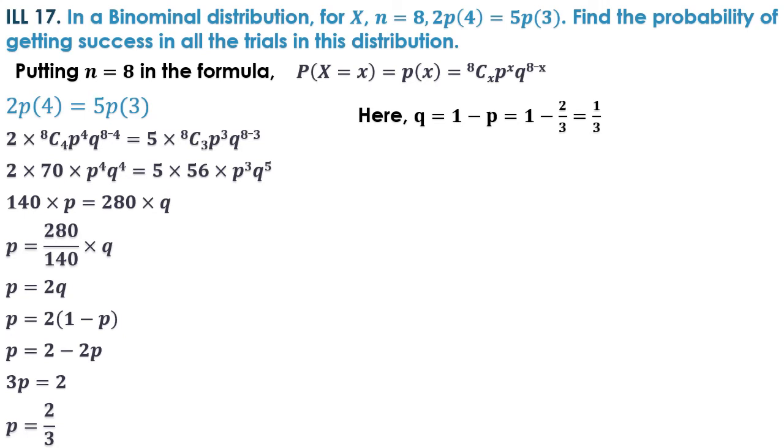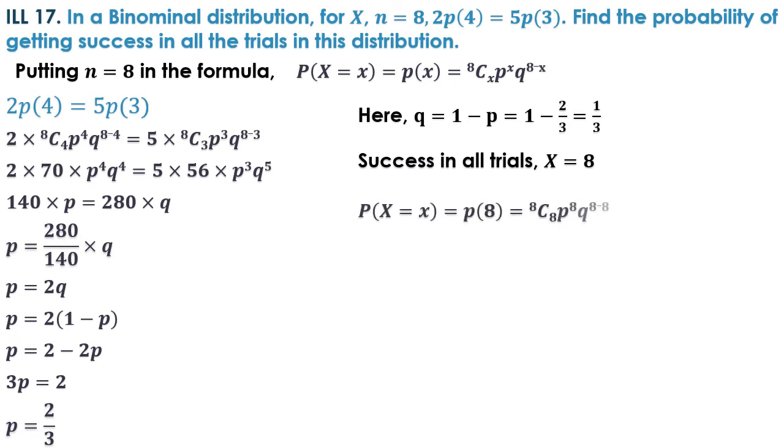Now I have to find the probability of getting success in all the trials. Getting success in all the trials means x is equal to 8. That means if total number of trials are 8, x will also be 8. So when I put this 8 value in my equation here, 8C8 into p raised to 8 into q raised to 8 minus 8. 8C8 is 1, p is 2 upon 3 raised to 8 and q is 1 upon 3 raised to 8 minus 8.